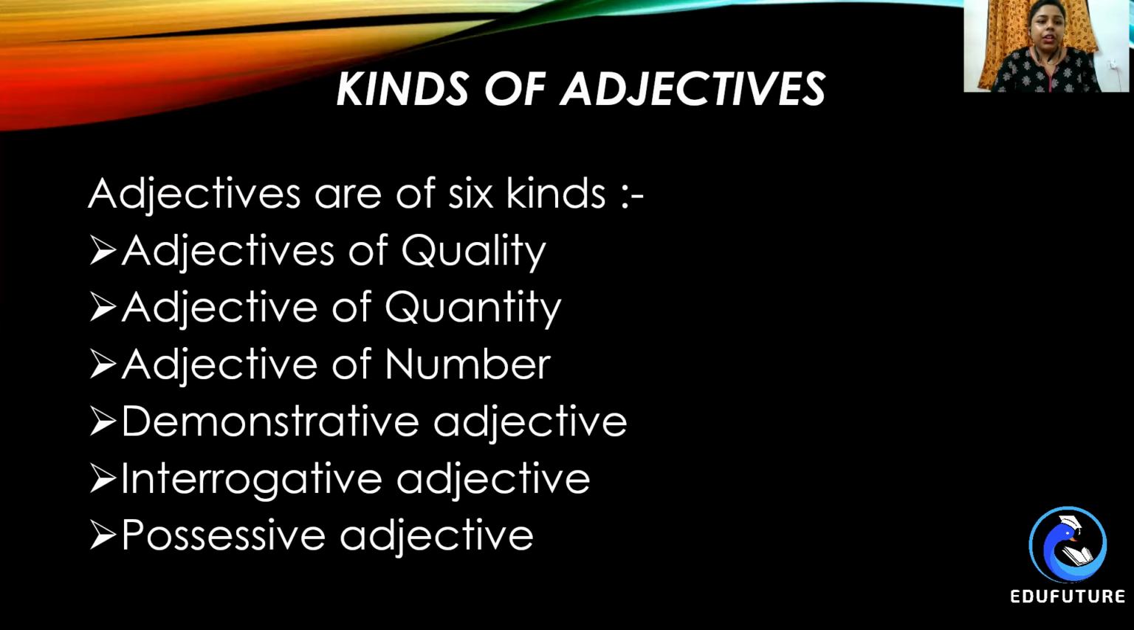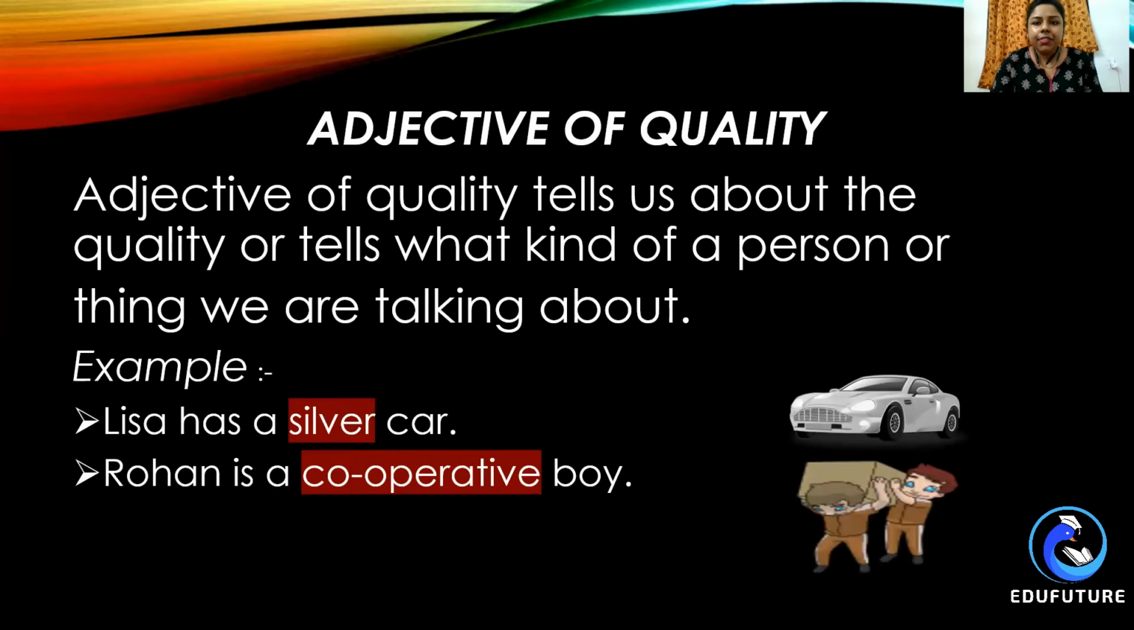Now, we move to the first kind of adjective, which is adjectives of quality. What does adjective of quality state? It tells us about the quality or what kind of a person or thing we are talking about. For example, you can see in the PPT, it says Lisa has a silver car. Therefore, what kind of car does Lisa have? She has a silver color car. Silver is a color. It describes the quality of the car that Lisa has.